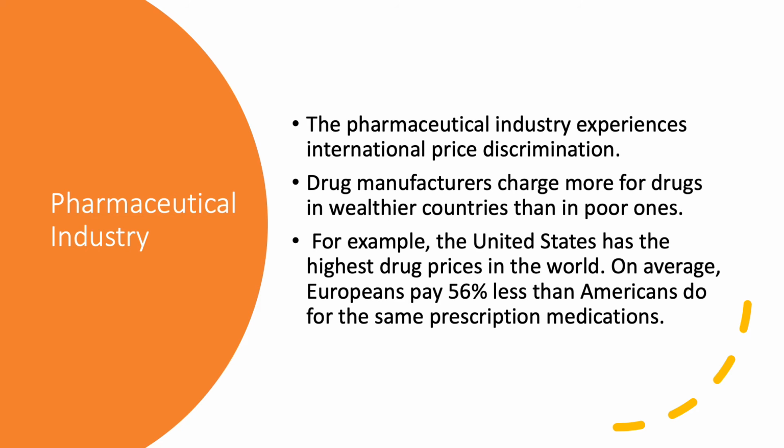Pharmaceuticals. Again, an industry that operates not in full monopoly, but in a monopolistic way. They experience international price discrimination. Drug manufacturers charge more for drugs in wealthier countries than in poor countries. For example, the US has the highest drug prices in the world. On average, Europeans pay 56% less than Americans do for the same medications.